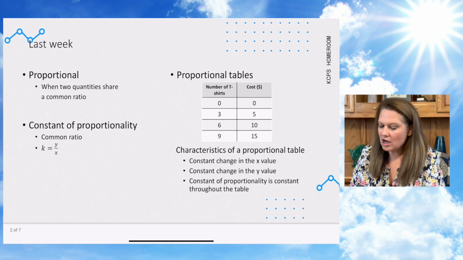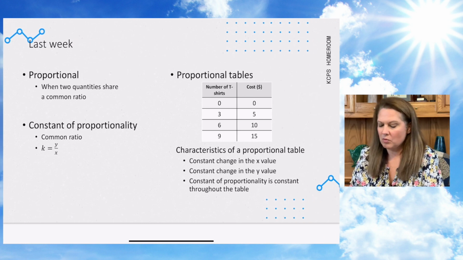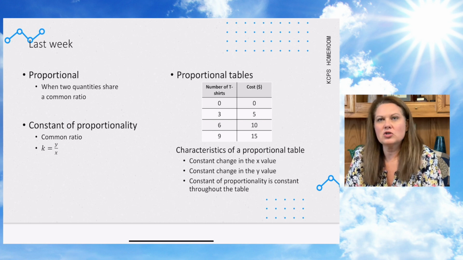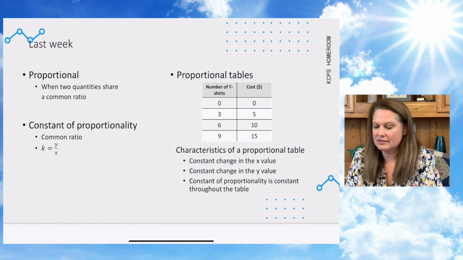Last week we talked about how tables are proportional. And when we talk about proportionality, we want to look at the two quantities, and they need to share a common ratio. Now, that common ratio is called a constant of proportionality. And you can find the constant of proportionality by using the equation k equals y divided by x.